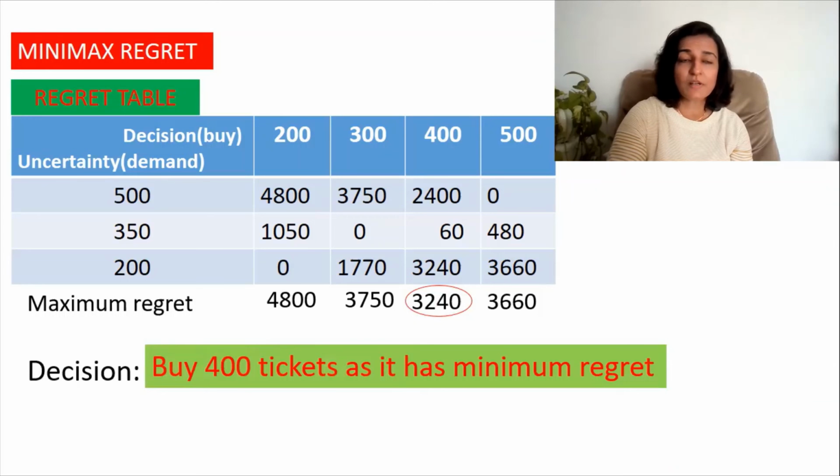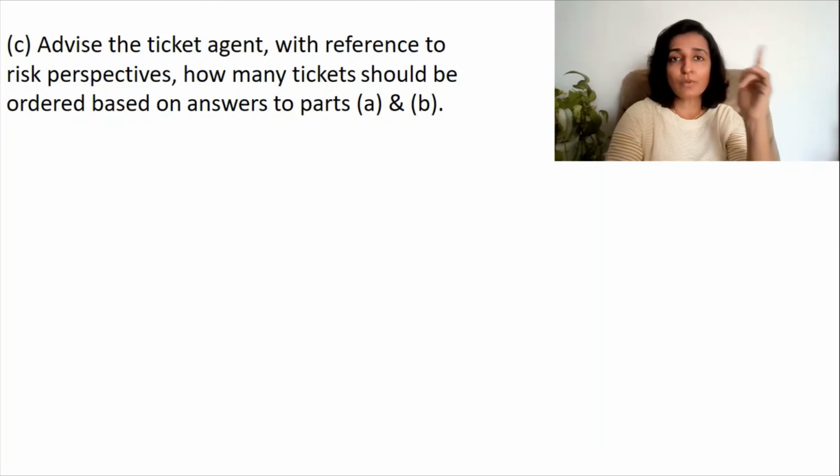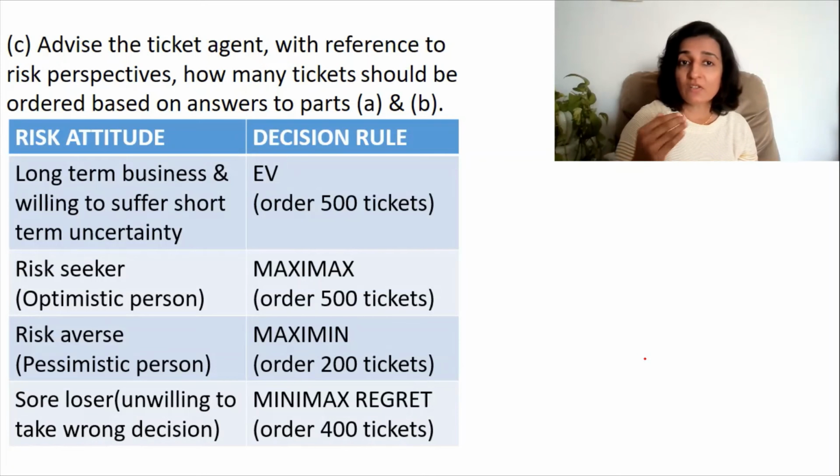Now coming to the last part of the question, advise the ticket agent with reference to risk perspectives. How many tickets should be ordered based on the answers to part A and B? We have studied in the previous class the risk attitude and the approach to be taken. Now based on the risk attitude, the decision rule will also change.